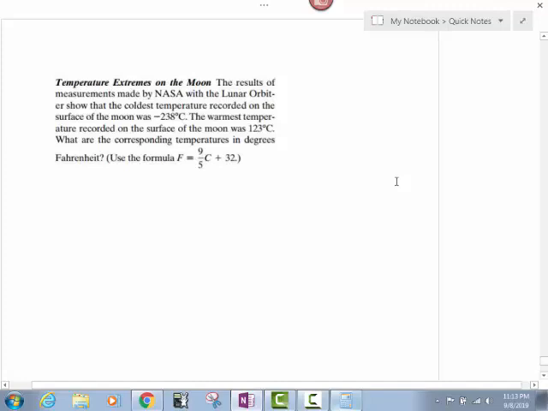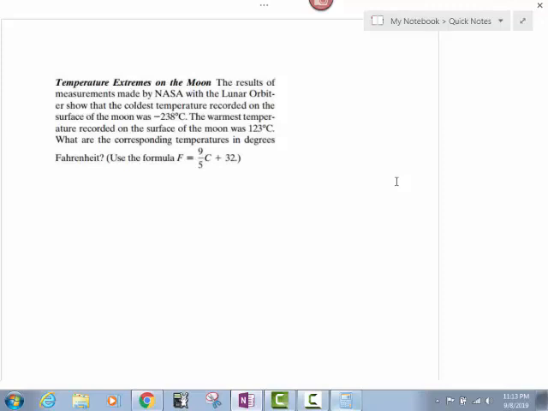So it says, temperature extremes on the moon. The results of measurements made by NASA with the lunar orbiter show that the coldest temperature recorded on the surface of the moon was negative 238 degrees Celsius. The warmest temperature recorded on the surface of the moon was 123 degrees Celsius. What are the corresponding temperatures in degrees Fahrenheit?